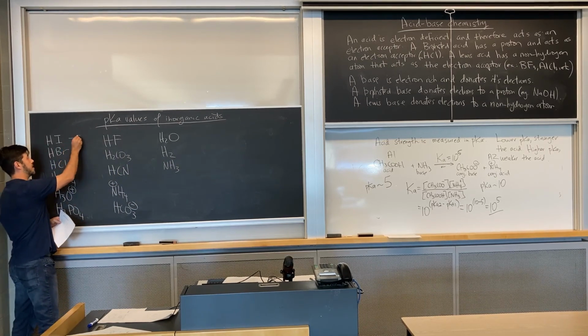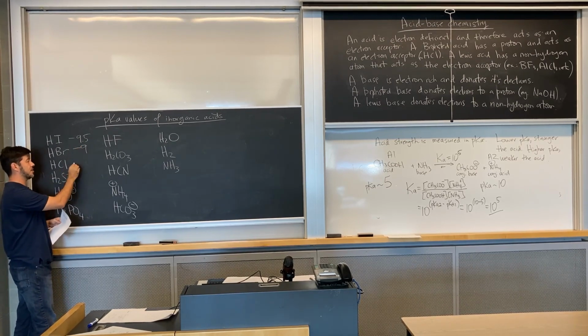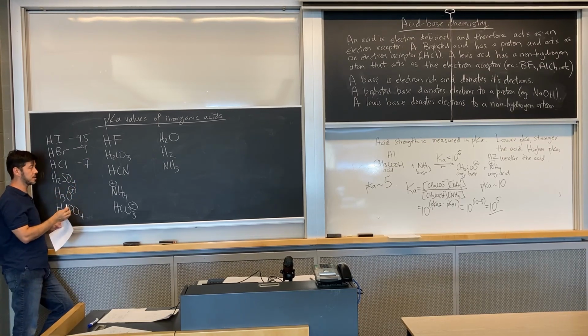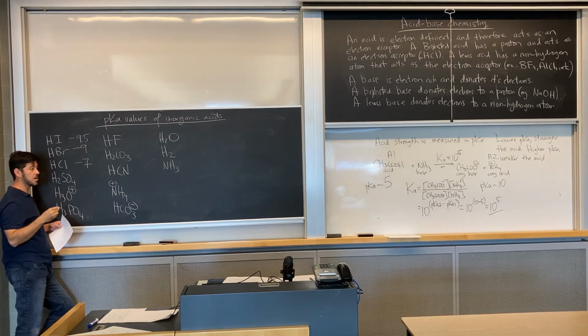Okay, so HI, HBr, really strong acids. These have pKs in the negative range, so that's the strongest one on this chart, minus 9.5. HBr is around minus 9. HCl we've looked at, that's strong, minus 7. Remember also that the pK scale is a logarithmic scale. So every unit of difference in pKa corresponds to a 10-fold difference. Here you can see that the difference between minus 7 and minus 9 is 2. So that's 10 to the power of 2, so there's a 100-fold difference in acidity between these two.